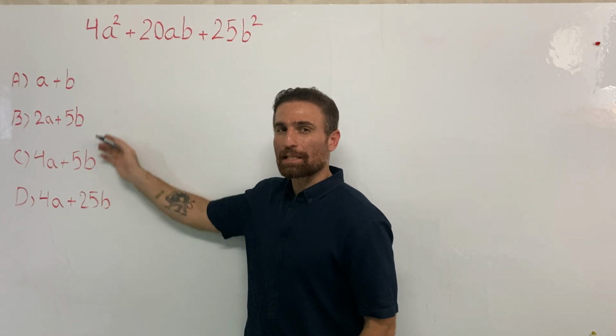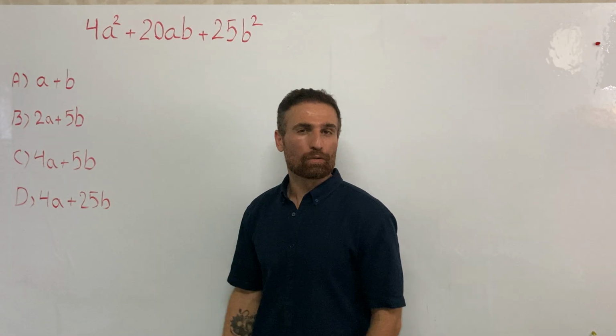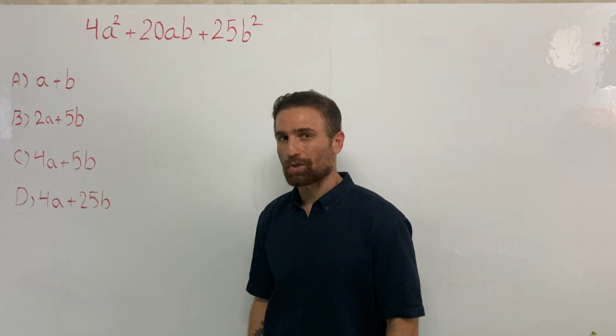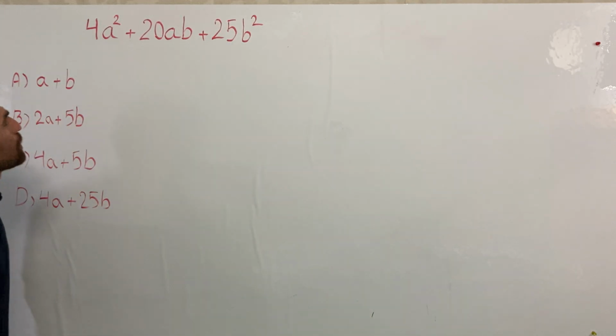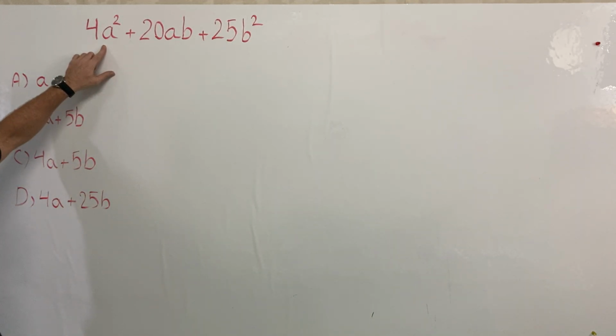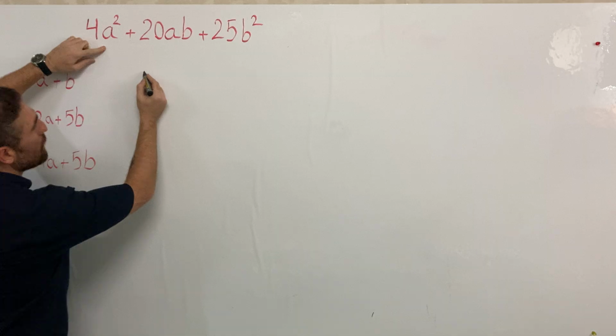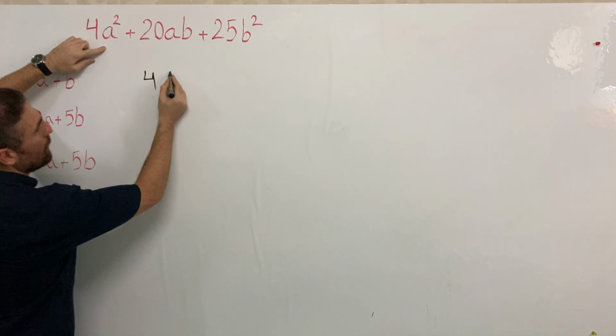Which of the following is the factor of this polynomial? But where should you start the solution? Come here, I want to show you the solution. To start this, I'm going to start with this term, which means 4a squared. Let me write it here, 4a squared.